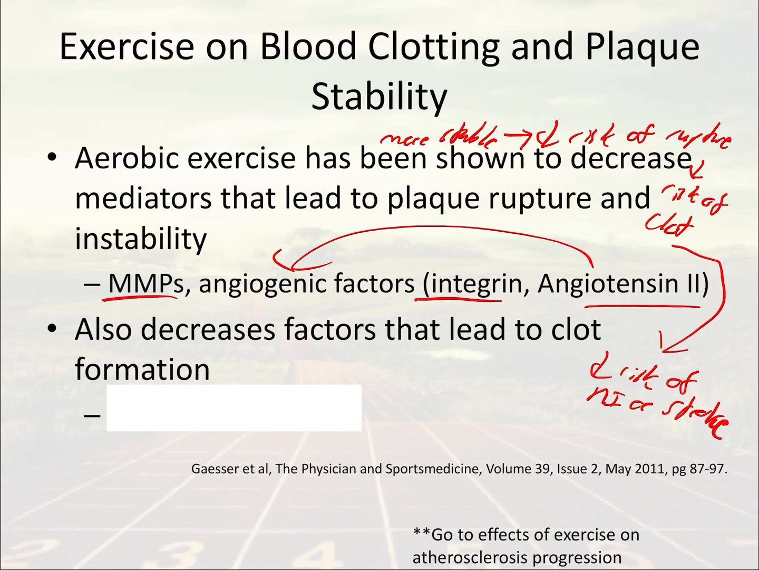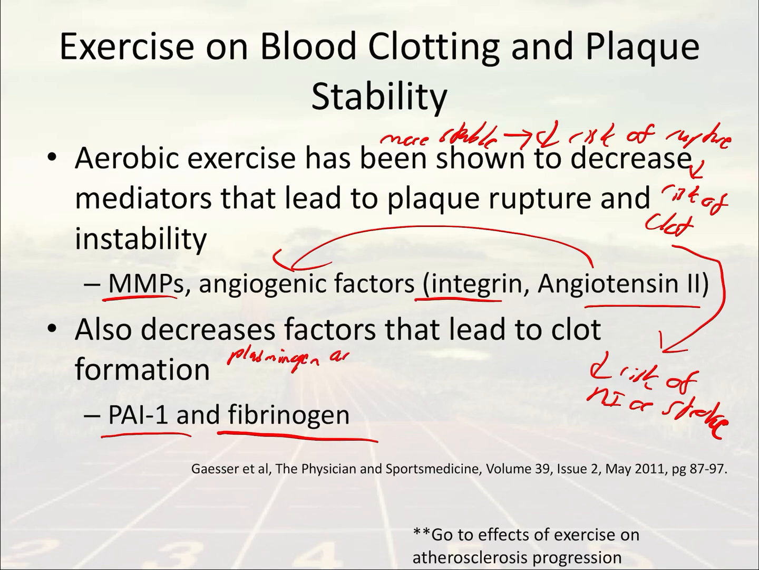Okay, and then we also see that some factors in the blood change with exercise too, so the factors that lead to clot formation. So we get decreased levels of fibrinogen, decreased levels of PAI1. That one is kind of a tricky one to understand. It's called plasminogen activator inhibitor. So it's a double negative because it inhibits an activator, and we're talking about decreasing. So we're decreasing the inhibition of an activator. Just believe me when I say that when we have decreased levels of PAI1, that leads to less clotting, right? So that decreases our risk of a clot happening. Okay, so all those things are caused by exercise.